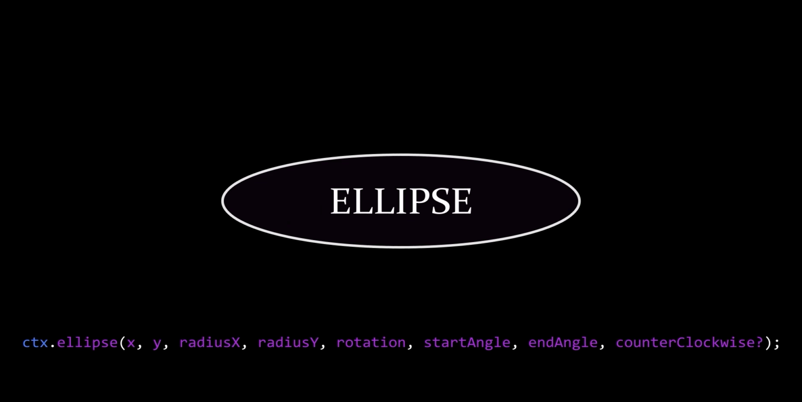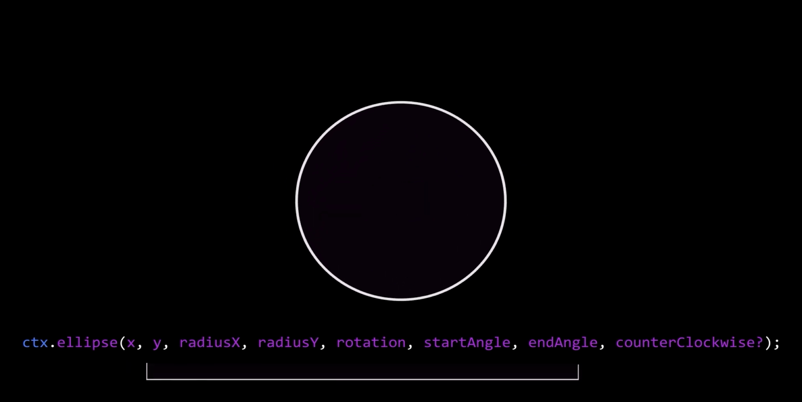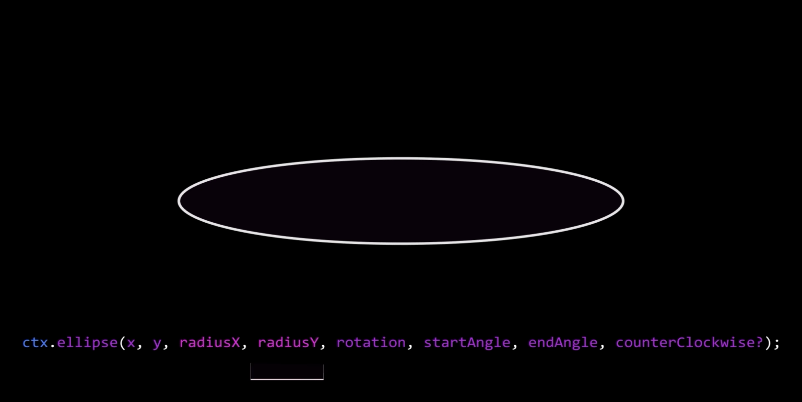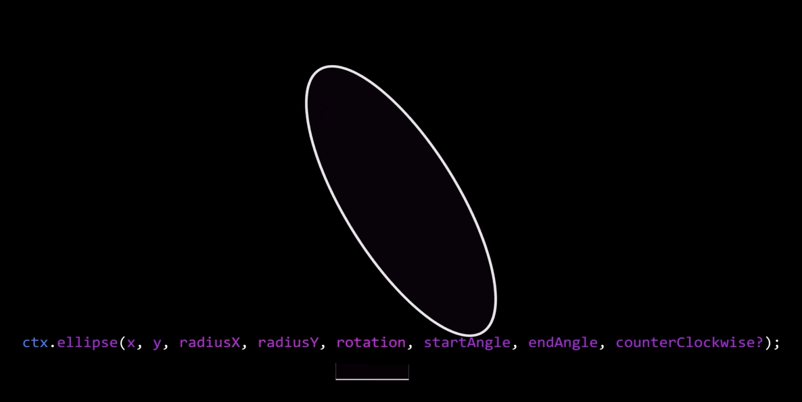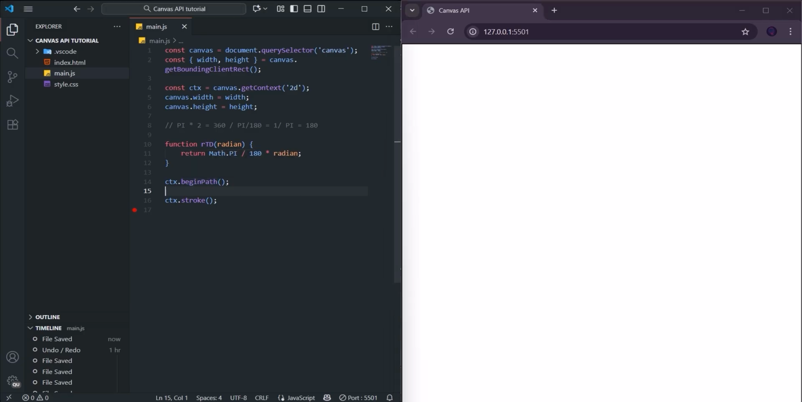The next method we are looking at is ellipse. It takes 8 parameters. 2 of those parameters define the ellipse radius on the x-axis and y-axis, while another parameter controls the rotation. The rotation value is also written in radians. Let's write something down.